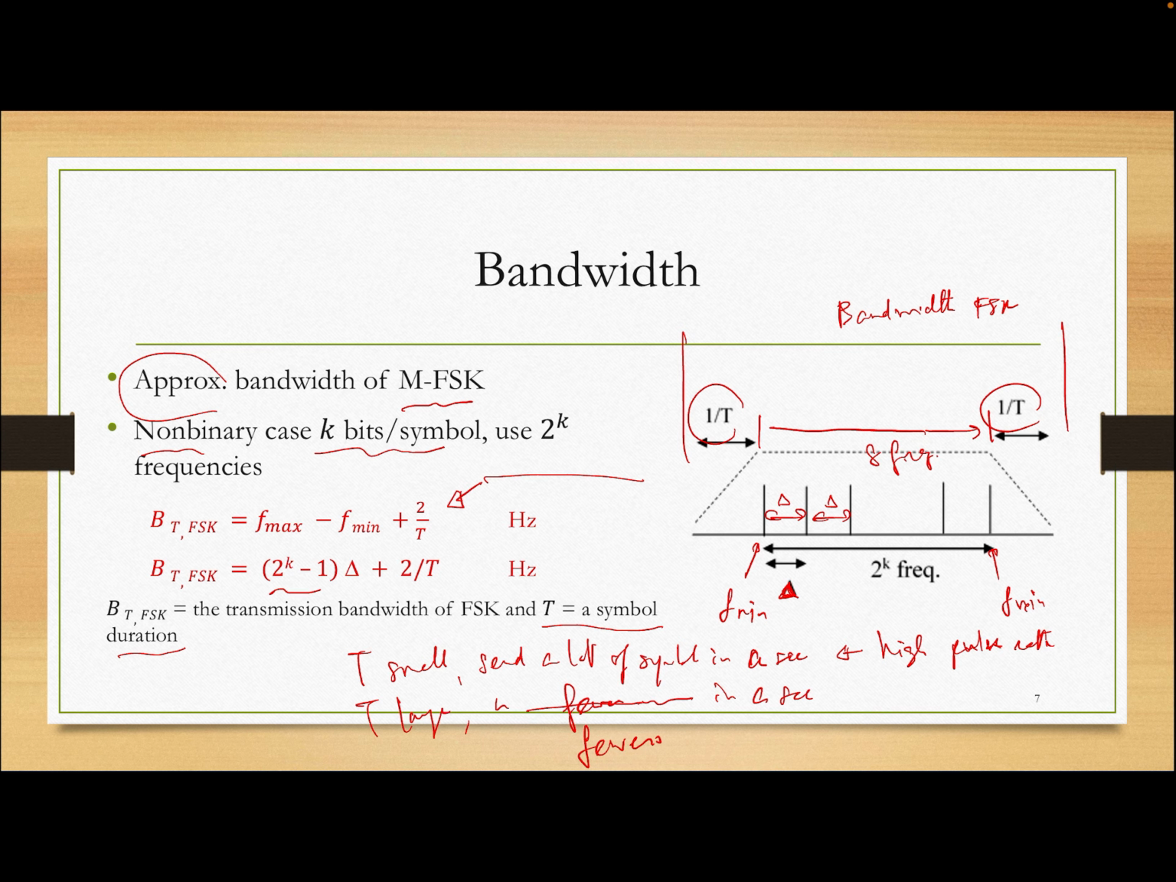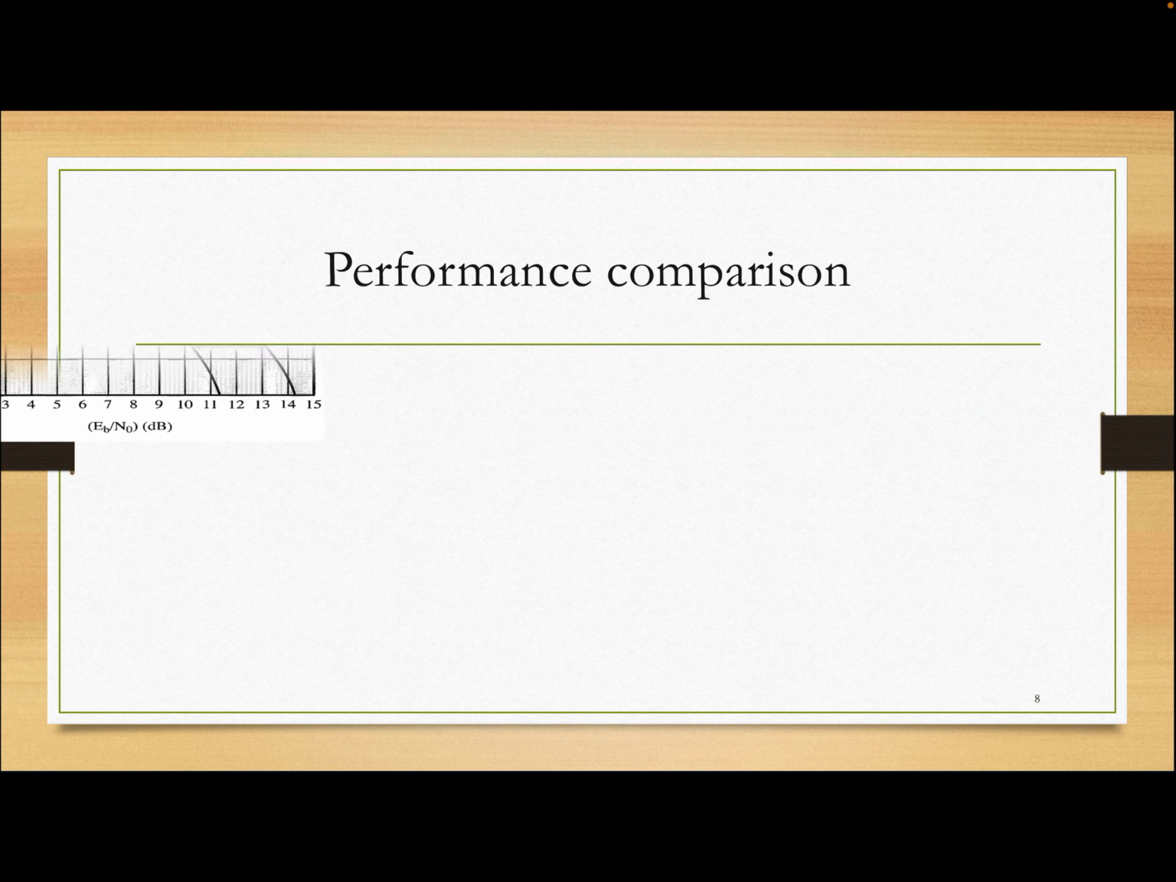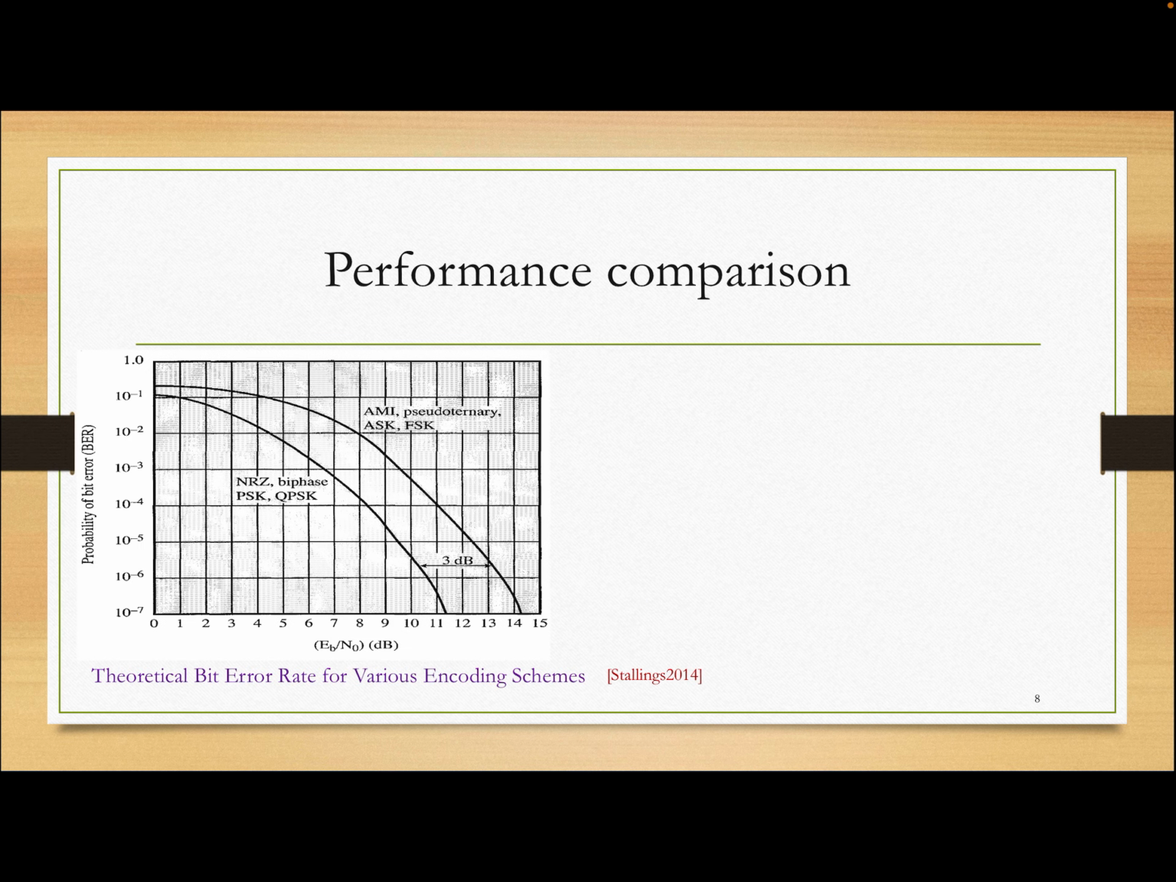And there is some formula, some way to calculate it, to make them orthogonal. Usually we use orthogonal modulation. So for FSK, we have some specific values that we want as delta. So we have delta multiplied by 2 to the k minus 1, and then plus the tail. So this is the formula for the FSK.